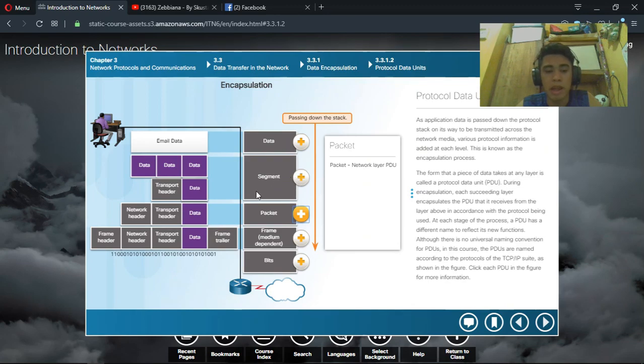Then the segment will be encapsulated as a packet at the IP or internet or network protocol. It will be provided with a network header, transport header, and data. It means that it's encapsulated and becomes a packet. And the packet will be encapsulated at the data link. The packet will become a frame with a network header, transport header, and a frame trailer, which verifies if there is an error, and becomes bits when it flows through the media.